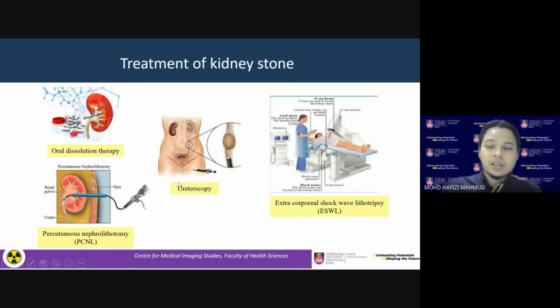Then we also have percutaneous nephrolithotomy, or PCNL. This is more suitable if the treatment is not suitable for ureteroscopy and also ESWL. So another treatment option is PCNL, which is for larger-sized stones. We insert the catheter through the kidney.